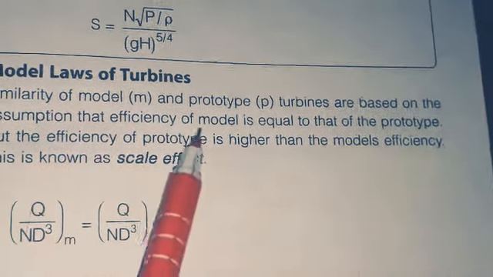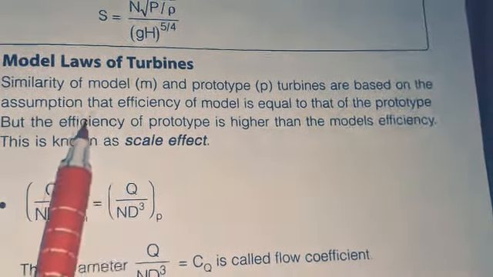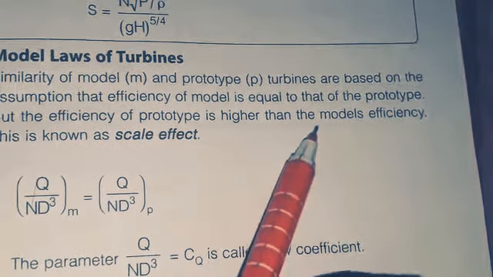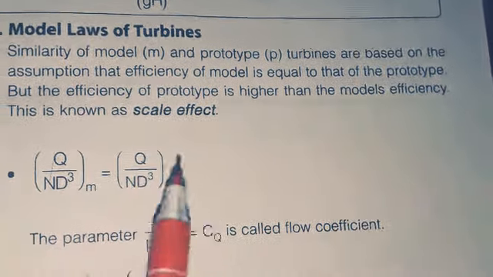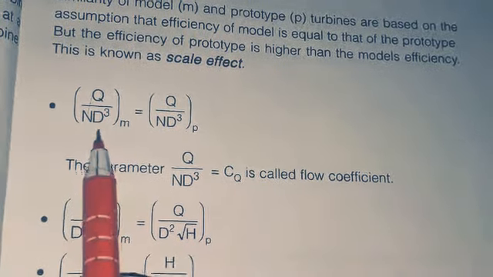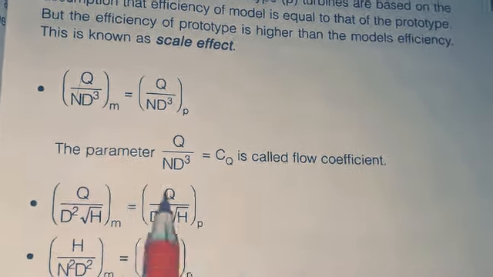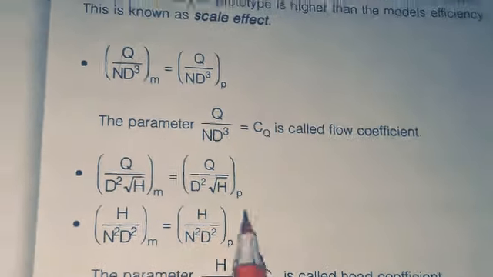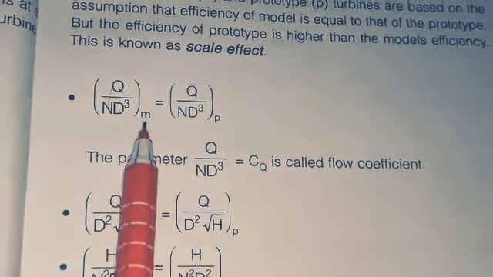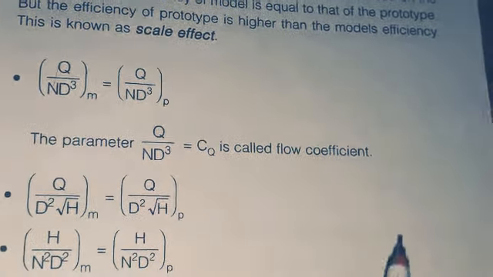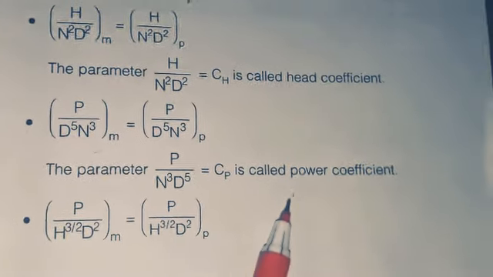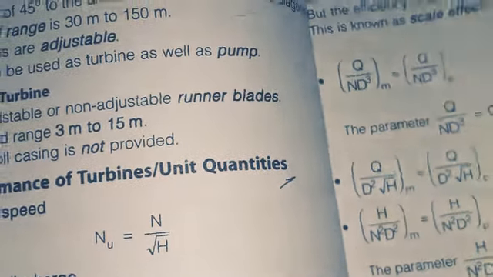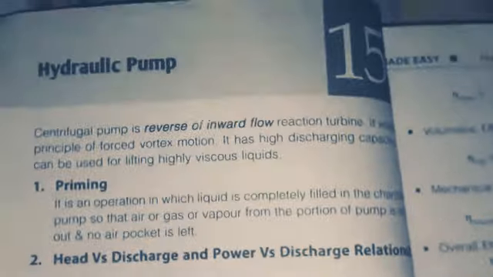Now, similarity of model and prototype turbines is based on the assumption that the efficiency of model is equal to that of prototype, but the efficiency of prototype is more than model efficiency. This is known as scale effect. Now first is coefficient of discharge, then head coefficient, and power coefficient, already discussed to you. This side is for the model, this side for the prototype. On the basis of these formulas, we can establish the model relationship to design hydraulic turbines. Okay, thank you.